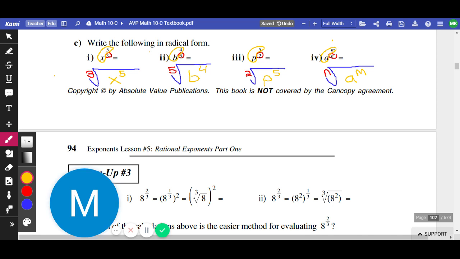Fantastic. So I put the last two up there. We have the square root of p to the power of 5. You see I've tried to color code it somewhat. So the bottom number is red. You'll notice the red number is the index. Bottom becomes the index. The rest of the power becomes the radicand. Same thing for the last example. The index is n because the bottom number was n. And then a to the power m becomes the radicand. What's underneath the root sign?